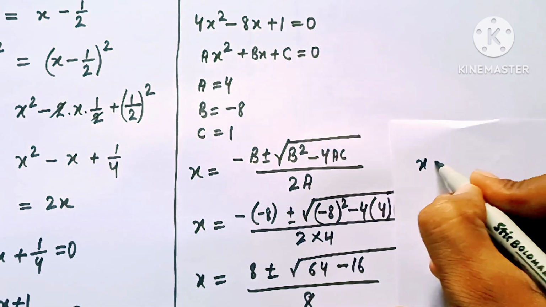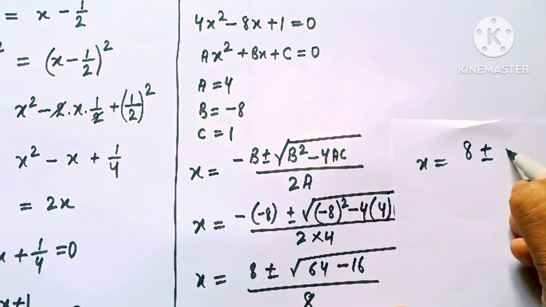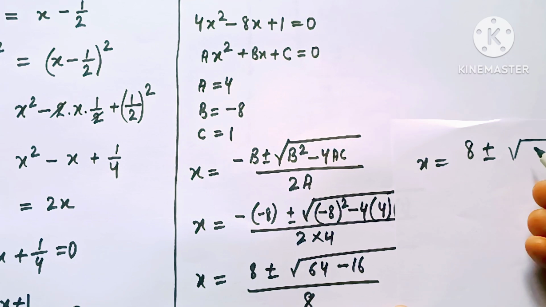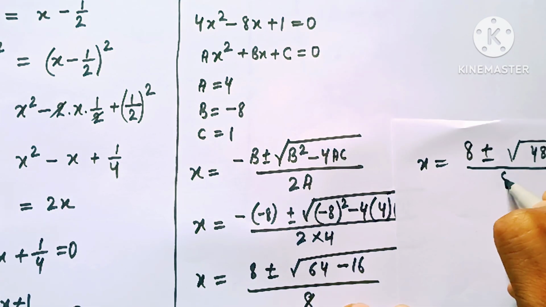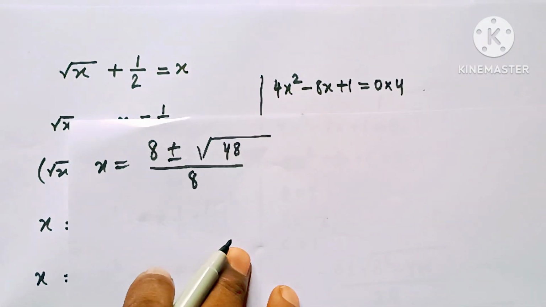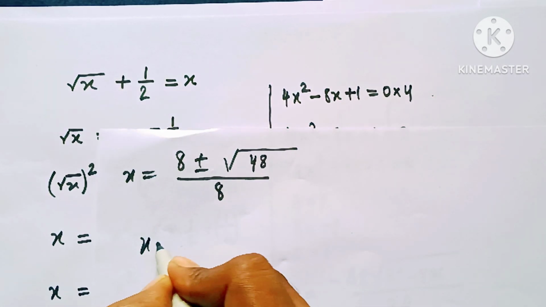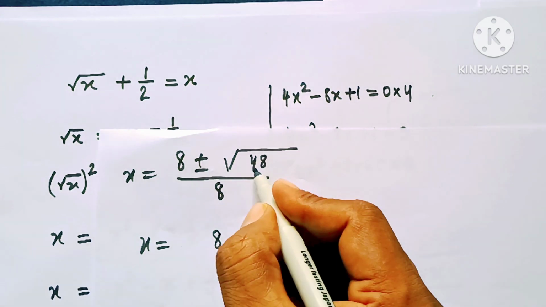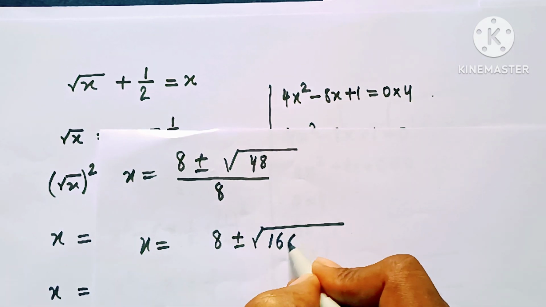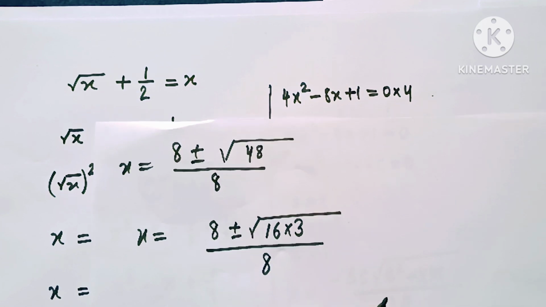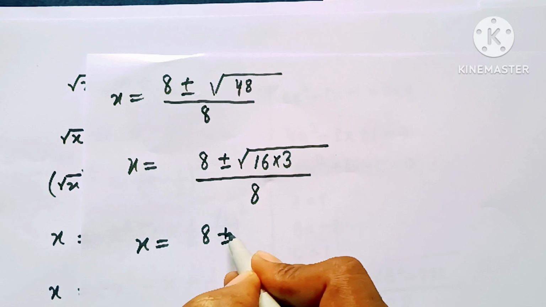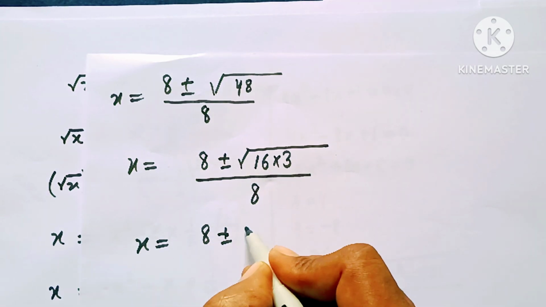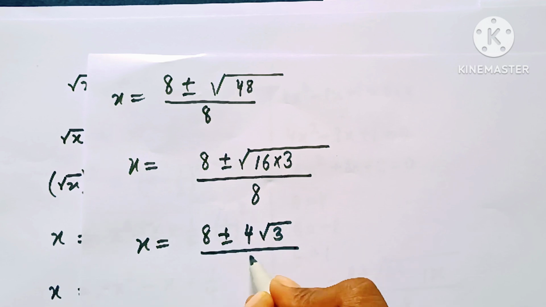For x is equal to 8 plus minus root of 64 minus 16, which is 48, divided by 8. So we'll say that x is equal to 8 plus minus root of 48, and 48 can be written as 16 into 3, divided by 8. Then x is equal to 8 plus minus 16 will come out from this root, so we have 4 root 3, divided by 8.